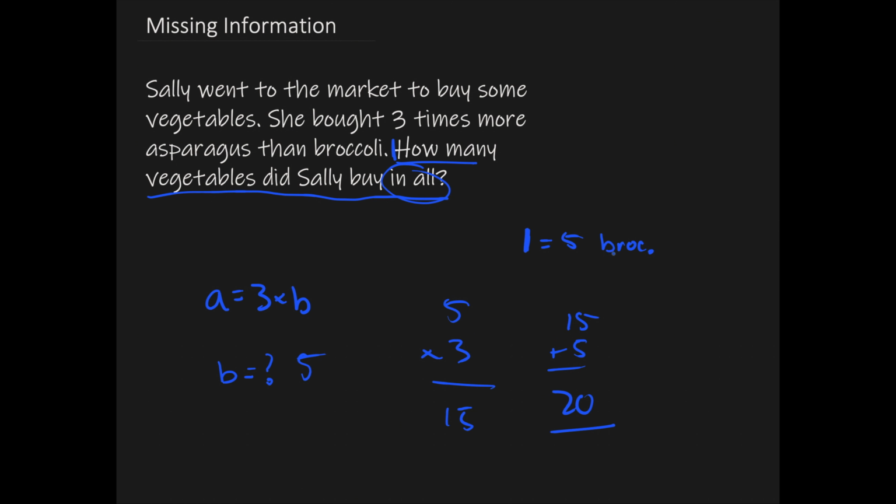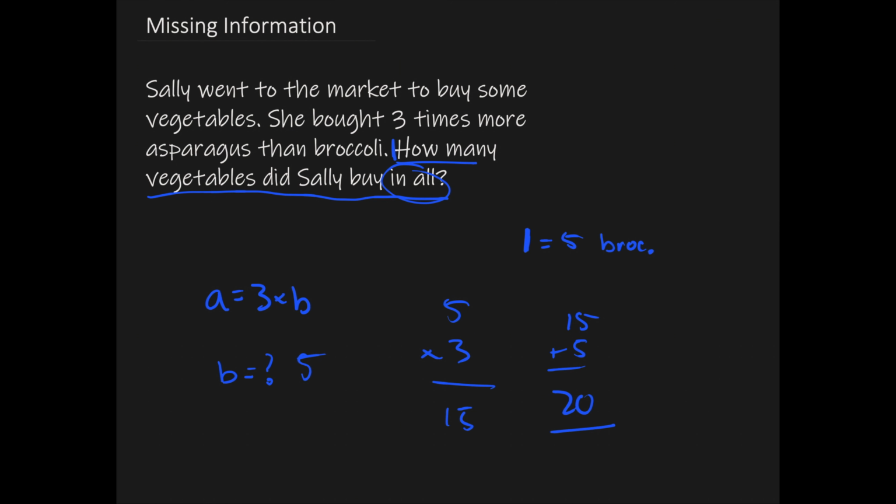But since we don't know how many broccoli, we can't solve. If we knew the asparagus, we could also solve, but we don't. Every factor in the equation is a variable, so we just can't solve. And that's how missing information works.